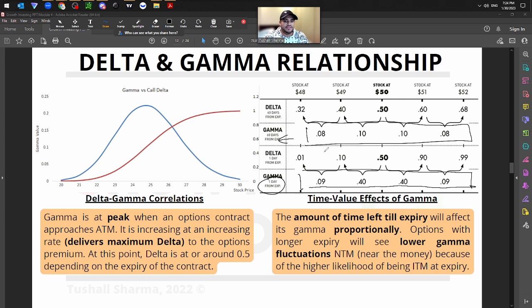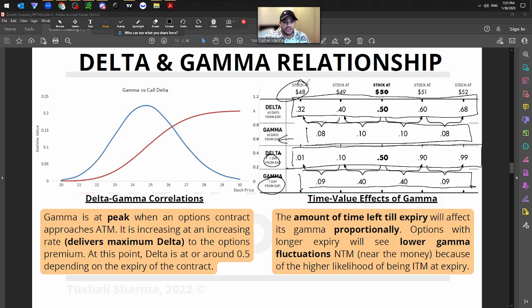And then you'll realize that delta is also going to be more volatile when it's a shorter expiry. You can see here it's more spread out. Here it's less volatile, more like 32, 40, 50, 60, 68. Here it's different because it has the likelihood of not being in the money.